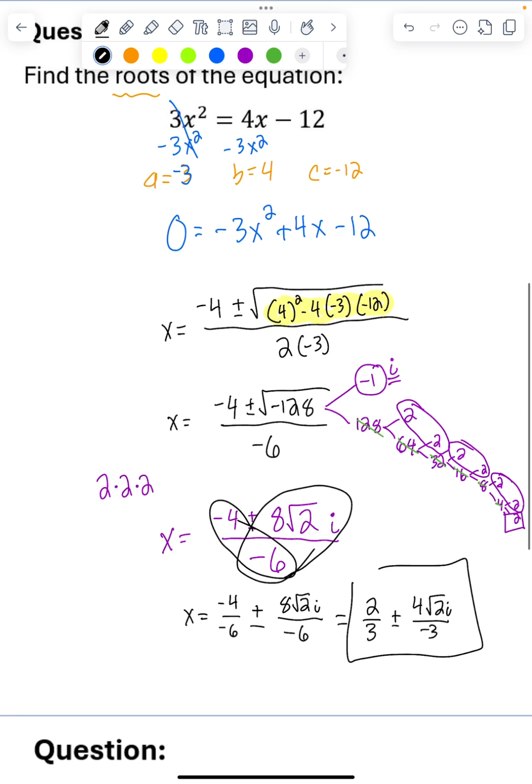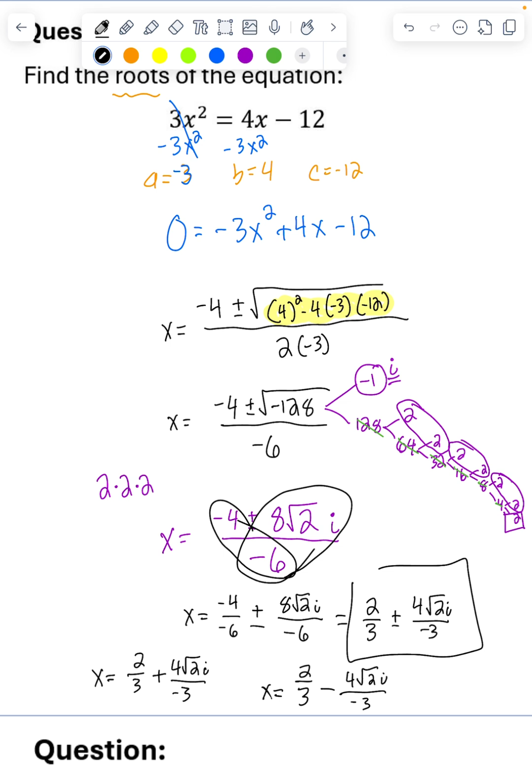All right, again, we got 2 answers here. One is 2/3 plus 4 square root of 2i over 3, or -3. And the other one is 2/3 minus 4 square root of 2i over -3.